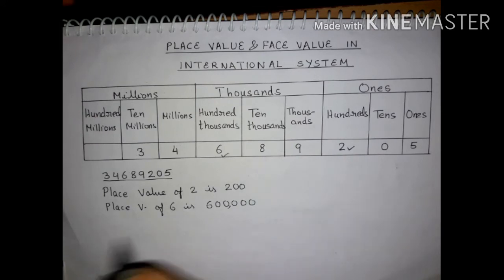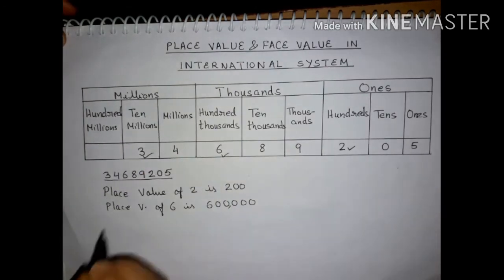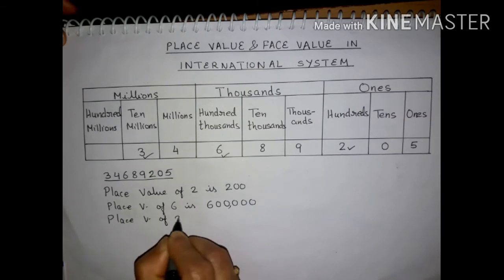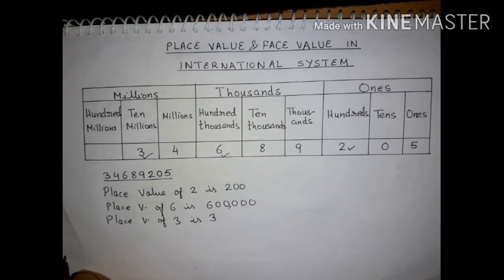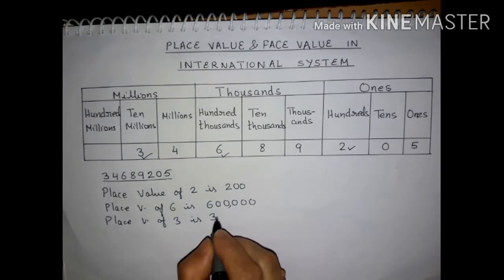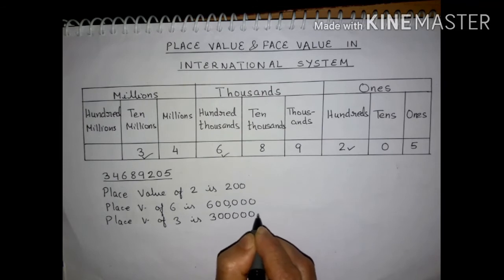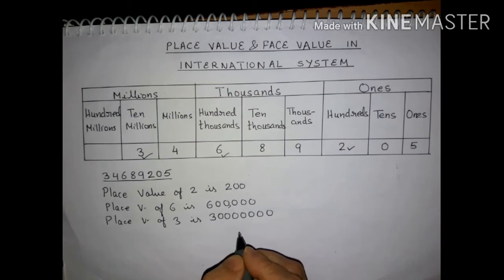Now suppose we find the place value of this 3. The place value of 3 is, you write 3 and see how many digits are lying on its right: 1, 2, 3, 4, 5, 6, 7. So we write 7 zeros. And now put the commas from the right side: 1, 2, 3, comma, 1, 2, 3, comma.